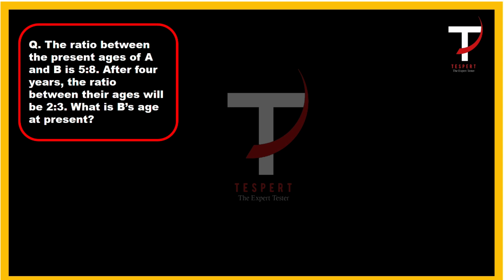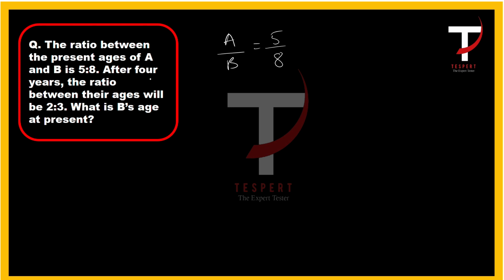The ratio between the present ages of A and B is 5 is to 8. After 4 years, the ratio between their ages will be 2 is to 3. What is the present age of B? Okay, so what is the ratio of present ages? A by B, 5 is to 8, which is 5 by 8.